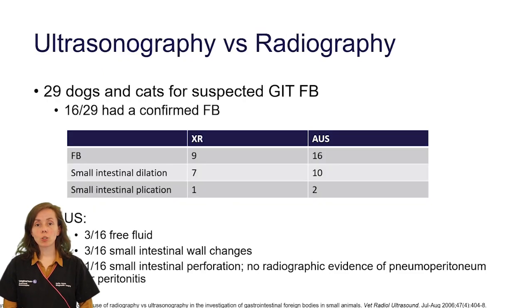And when you compare ultrasound to X-ray, ultrasound is always better at determining the presence of the foreign body, the presence of small intestinal dilation and plication. And ultrasound is also better at detecting free fluid, small intestinal wall changes, and even small intestinal perforation, where sometimes no pneumoperitoneum is detected on radiographs.